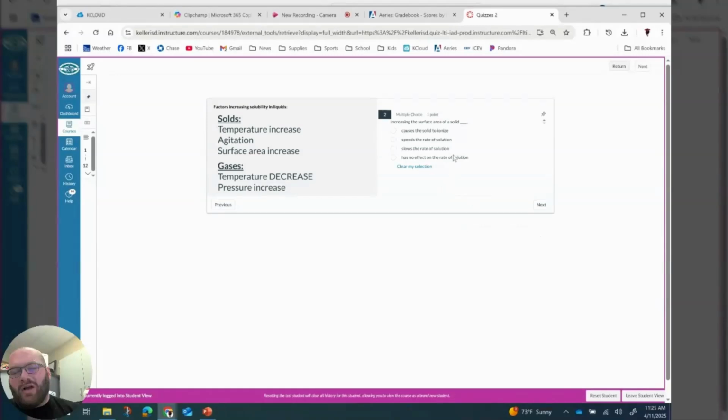Another example, increasing the surface area of a solid. So that will increase solubility. Causes it to ionize, that's something way off. Speeds the rate of solution.